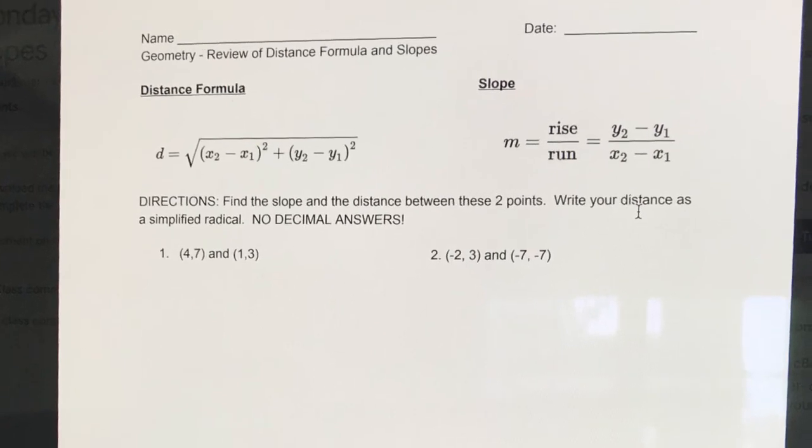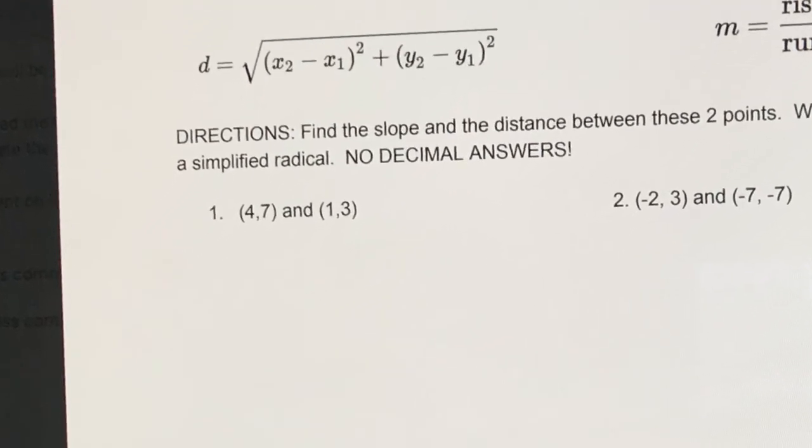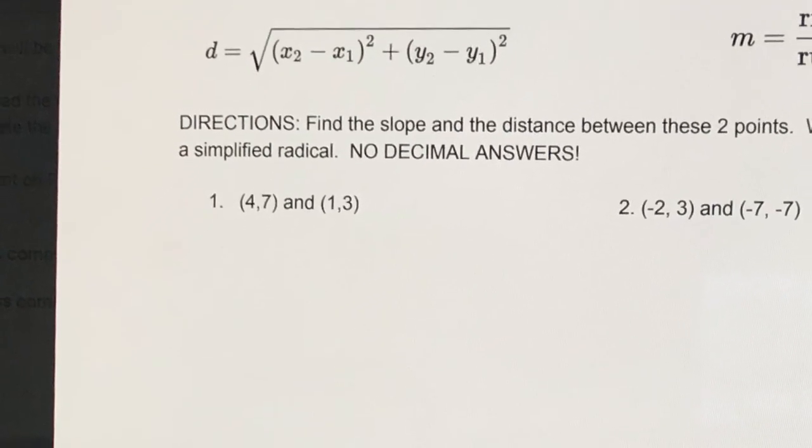The best way to learn how to use these formulas is to actually use them. So that's what we're going to do. Find the slope and the distance between these 2 points. So they want the slope and the distance. We're going to write the distance as a simplified radical, no decimal answer. So in other words, don't use your calculator. That's code for don't use a calculator. Leave your answer in a radical.